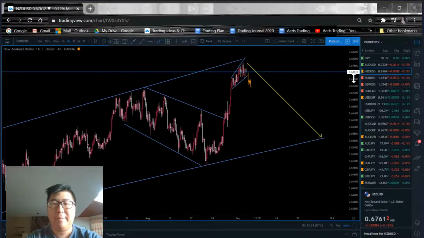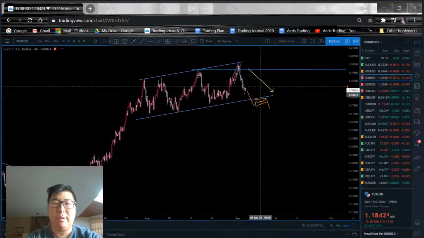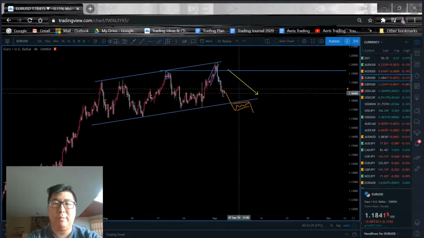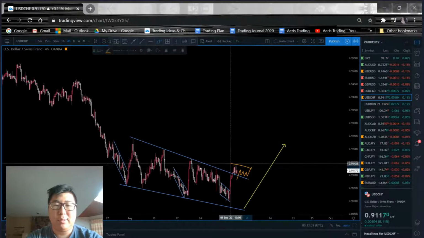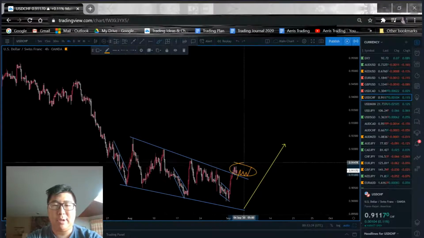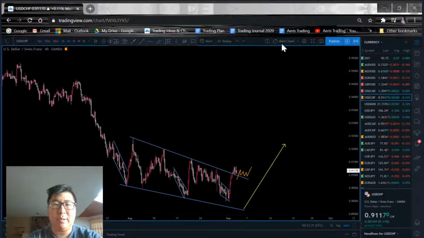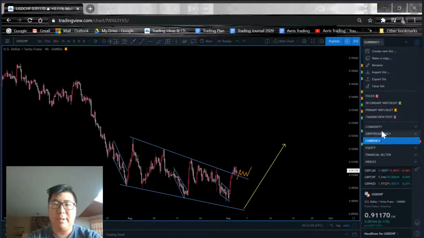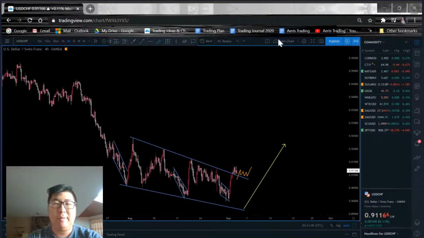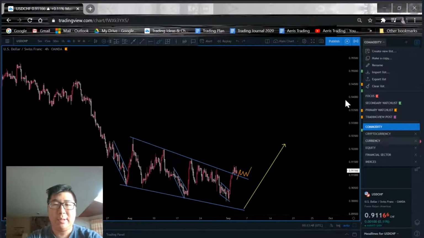If it doesn't happen, skip it right away. Euro dollar, I'm waiting for a breakout, looking at the lower time frame. If it doesn't happen, then it doesn't happen. Moving on to other ones, dollar Swiss. Oh, it broke out now, so I'm waiting for a correction here, then set my alarm accordingly. That is how fast I can go through scanning the charts. And because I look at the market and the charts every day, it doesn't take me too long.